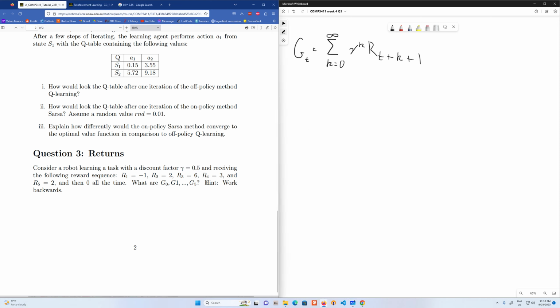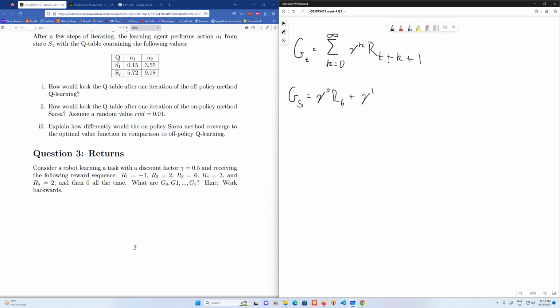And there's a hint down here which says work backwards. So why don't we start with G5 and then work backwards from there and see what happens. So if we start from G5, according to this summation, we're going to have a gamma to the power of 0 and then get reward t equals 5, k equals 0, and we've got a +1. So this will be reward number 6.